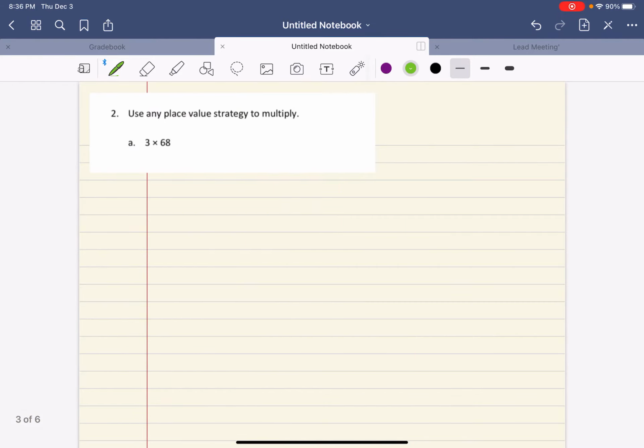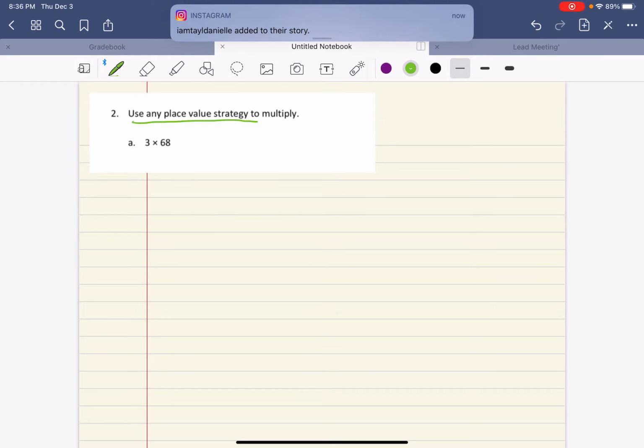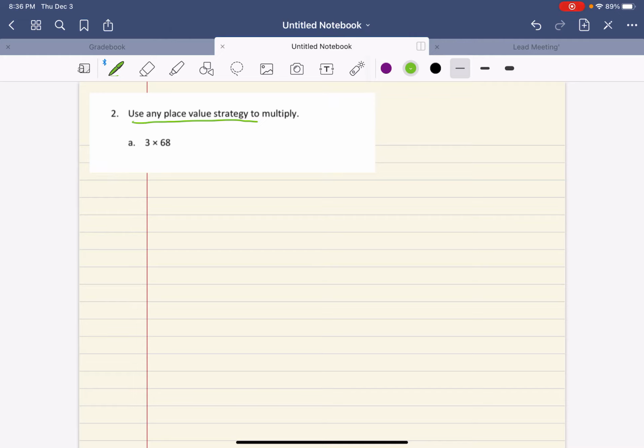Okay, so we're going to go through this example. And I am going to go through all of the strategies for multiplication using just this example. So these directions say use any place value strategy. So that means you can use any of the multiplication strategies that I taught you. You can use the area model, partial products, or the standard algorithm. You could also use a place value chart if you wanted.